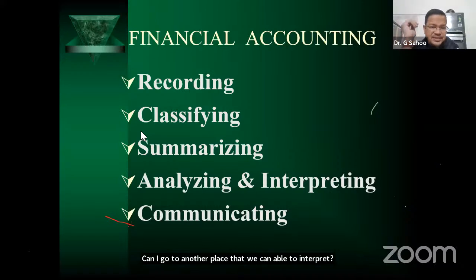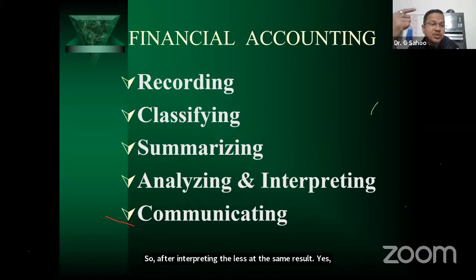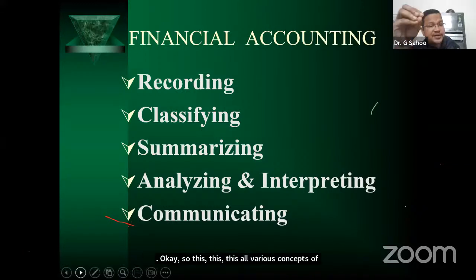By taking all the business transactions, we can know the performance of the business, like what is the amount of profit during a particular period, and what is the position of the business at the end of the period. So we can analyze and interpret the result. After interpreting, the same result will be communicated to the parties as users of accounting. Okay. So these are all various functions of financial accounting. These functions are extracted from the definition given by the AICPA, American Institute of Certified Public Accountants.